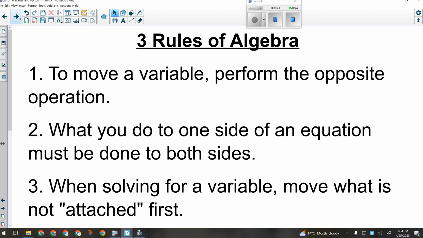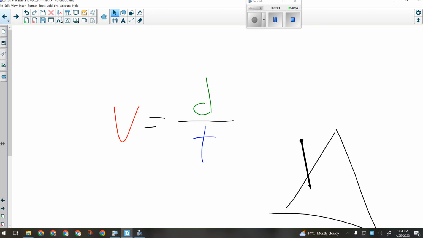All right, and the third rule we haven't used yet, but we will. When solving for a variable, move what is not attached first. Attached means directly against that particular variable. I'll show you what I mean in a minute. When we are talking about v equals d over t, right now it's solved for v. If I wanted to solve for d, what do I have to move? d is already on top, which is where I want things if I'm going to solve for them, so I want to leave d where it is. What do I have to move? The t beside it.